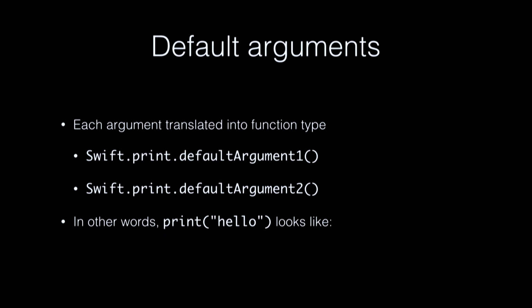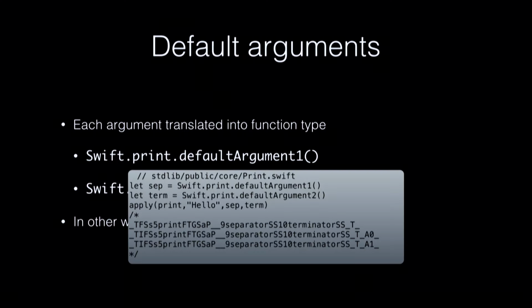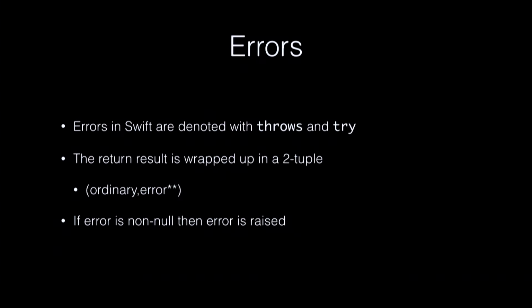compiled in. So if you've got something in Swift that looks like print hello, then actually what it looks like is something along the lines of let separator equals swift.print.default argument 1, let new line equals swift.print.default argument 2, and then call print with those 3 values inside. So that's how you get default arguments encoded inside SIL.